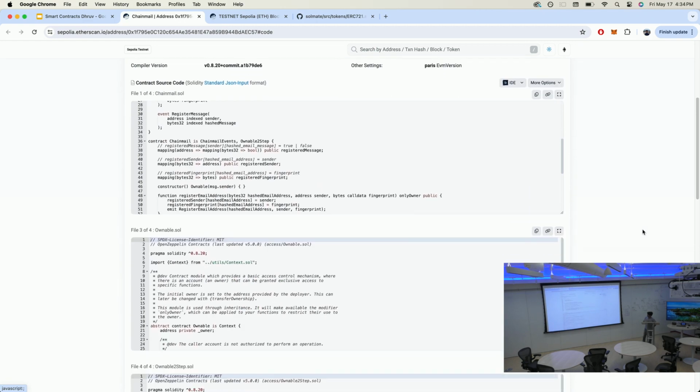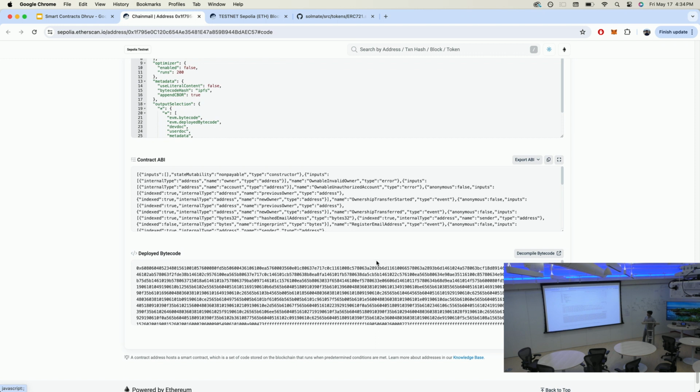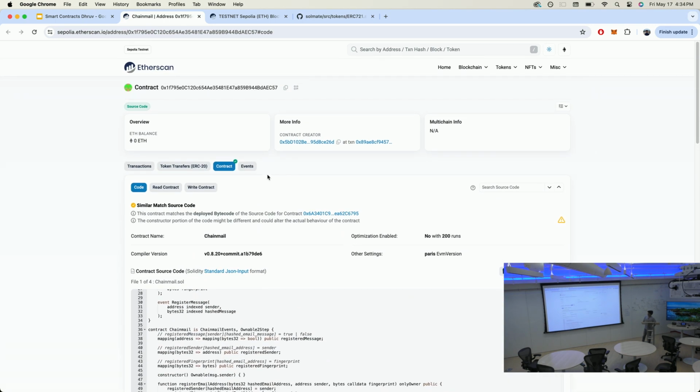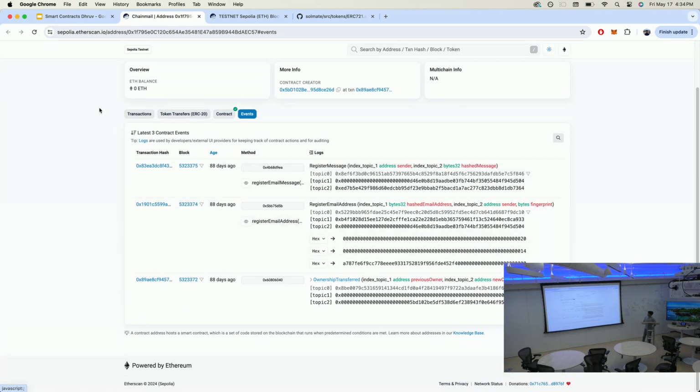And then additionally, what gets stored onto the actual blockchain is the bytecode, which is just those opcodes that the Solidity code gets compiled down to. So that's what this is. And then those events that we were talking about before get logged here and show up here when people interact with the smart contract.